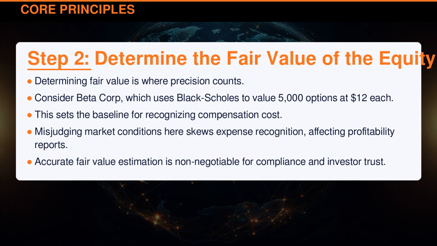Determining fair value is where precision counts. Consider Beta Corporation, which uses Black-Scholes to value 5,000 options at $12 each. This sets the baseline for recognizing compensation cost. Misjudging market conditions here skews expense recognition, affecting profitability reports. Accurate fair value estimation is non-negotiable for compliance and investor trust.